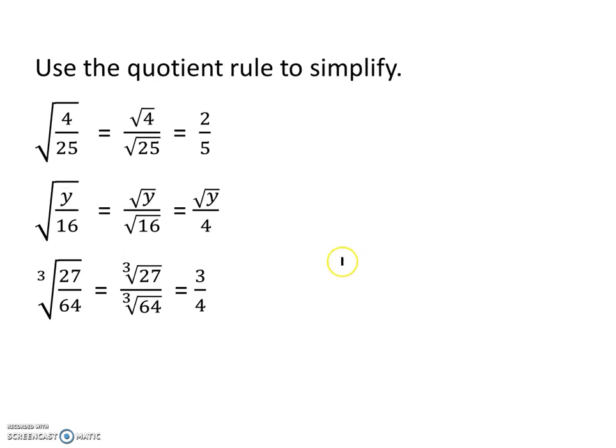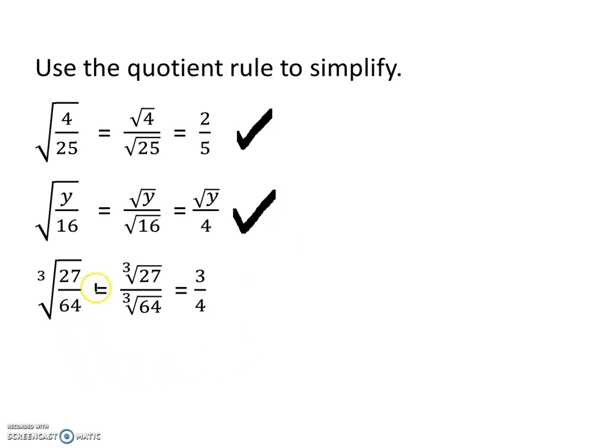Using the quotient rule to simplify, we can write the square root of 4/25 as the square root of 4 over the square root of 25, which is simply 2/5. The next one is just like it, so we're going to write the square root of y over the square root of 16, and we know as we continue to simplify that the square root of 16 is 4. So we're left with the square root of y over 4.